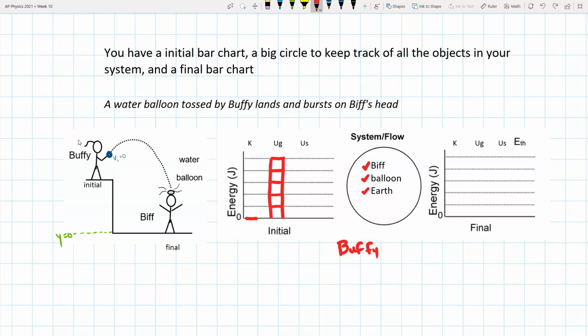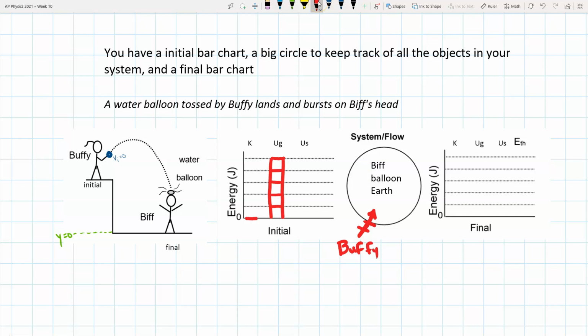And the way that happens is Buffy throws the balloon, so she gives her own energy. She does what we call work onto the object or into the system. And so we draw an arrow from Buffy going into the system. She's doing work on the system, right? She's exerting a force and adding her own energy into the system. So let's say she's gonna add 2 blocks of energy. So we're gonna put little tick marks. 1, 2. And that's just to keep track of how much she's adding.